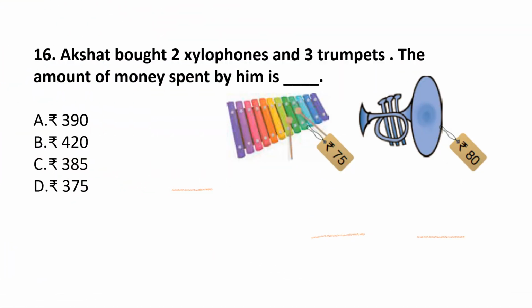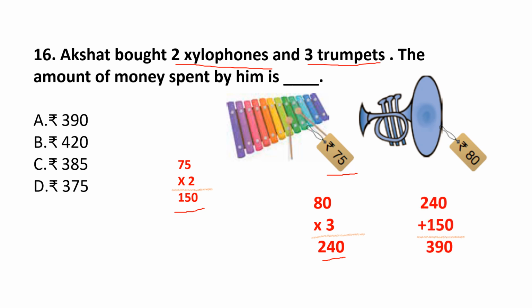Question number 16. Akshat bought 2 xylophones and 3 trumpets. The amount of money spent by him is dash. Akshat bought 2 xylophones and 3 trumpets. What is the value of one? The cost of 1 xylophone is rupees 75. So the cost of 2 xylophones is 75 multiplied by 2 is 150. And the cost of 3 trumpets is 80 multiplied by 3 is 240. So how much total money he spent? 150 plus 240. Answer is 390. Option A.